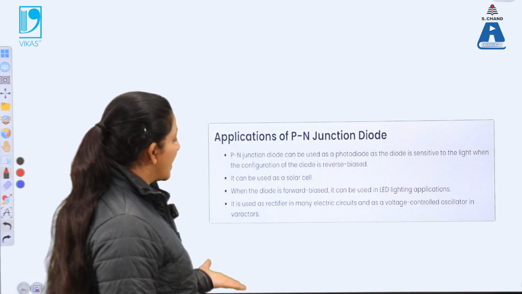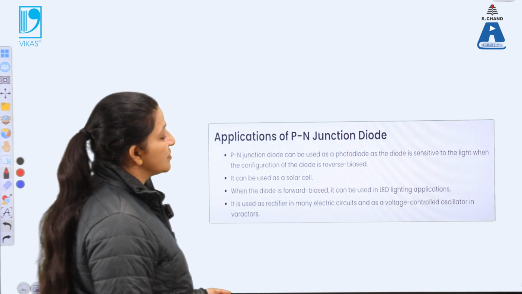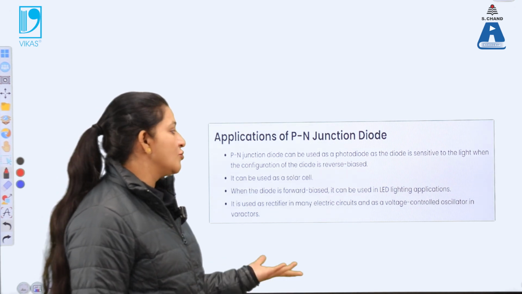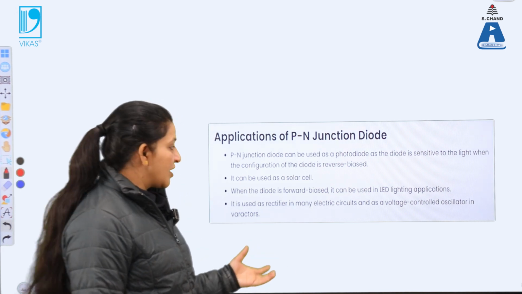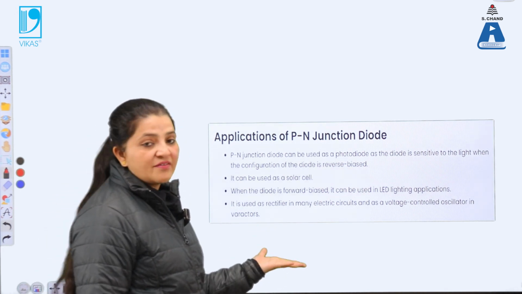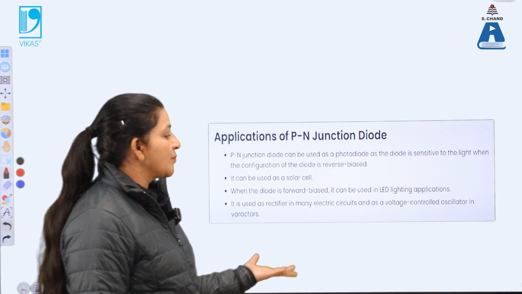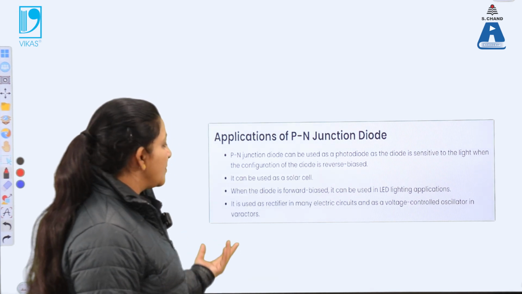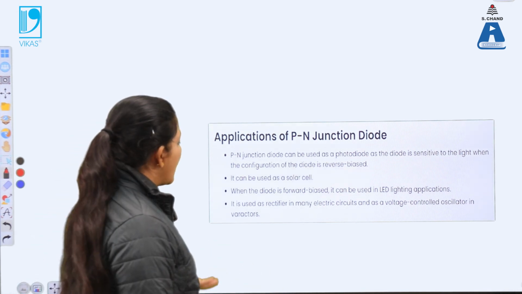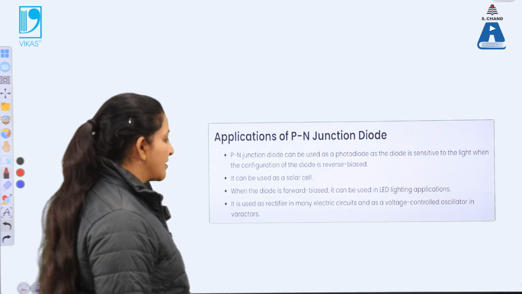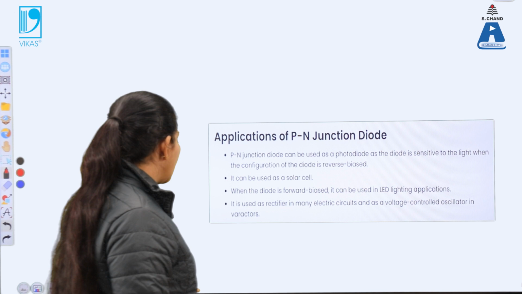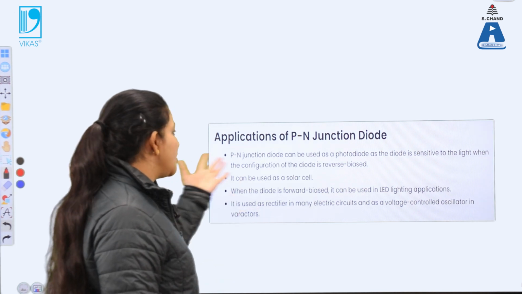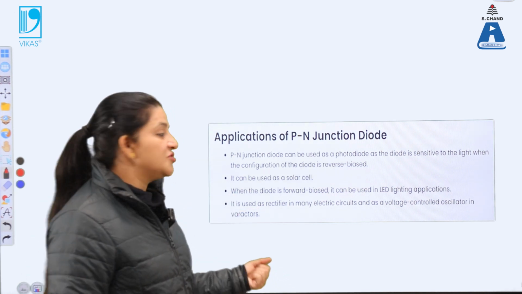Next, when the diode is forward biased, it can be used in LED lighting applications. We know that in the forward biased direction the current is very large, so it can light up the devices. That's why in LED lighting applications the diode is used in the forward direction. It can also be used as a rectifier in many electric circuits, and as a voltage controlled oscillator in many circuits also. So these are some applications of the p-n junction diode.